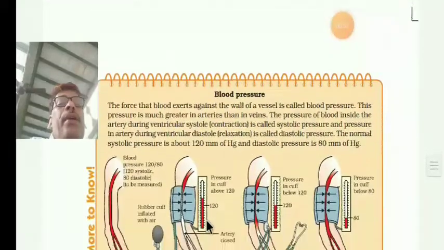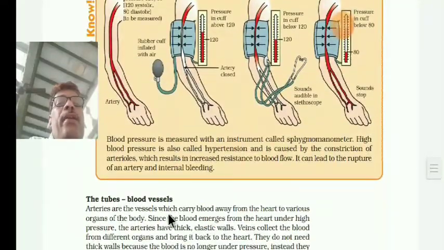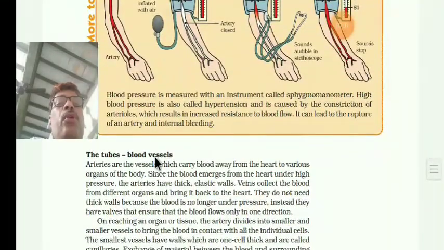Okay. Now we will see the tubes and the blood vessels. You know that blood vessels are of three types: arteries, veins and capillaries. You know about the arteries. Arteries carry blood away from the heart to the tissues of the body.